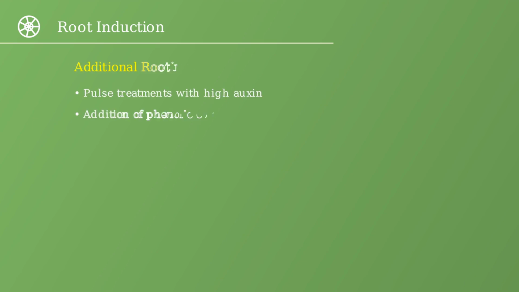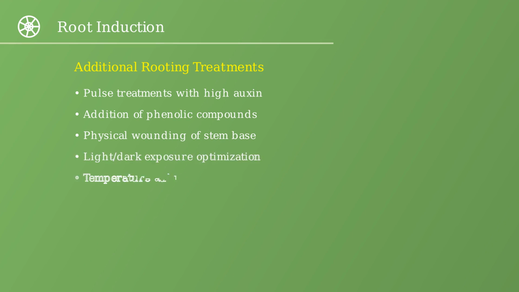For difficult-to-root species, several additional treatments may be employed. These include pulse treatments with high auxin concentrations, the addition of phenolic compounds, or physical wounding of the stem base to stimulate rooting. Other factors that can enhance rooting include optimizing light and dark exposure periods, adjusting temperature, or adding specific rooting cofactors depending on the plant species.